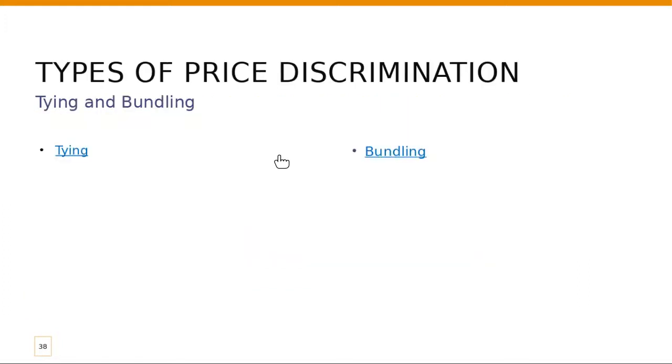Two additional types of price discrimination are tying and bundling. Again, Marginal Revolution University has excellent videos on both of these. But tying is basically simply saying that you have to pay.